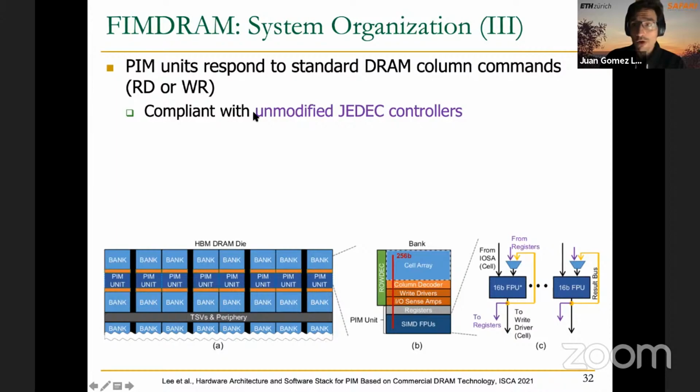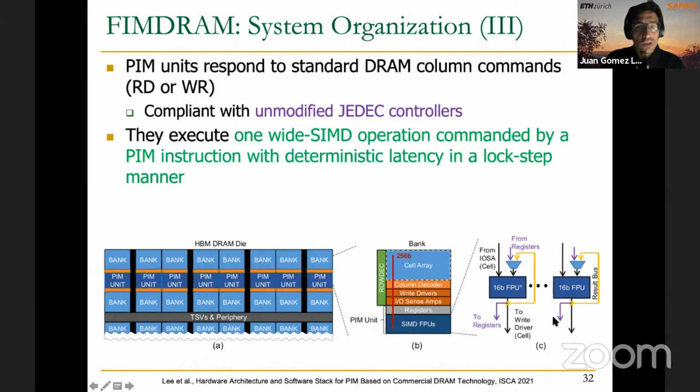But if we go back to FIMDRAM, you remember this figure with the different banks in the HBM DRAM die, and then in each bank we have cell arrays, column decoder, write drivers, input output sense amplifiers, and then we have the processing elements. The processing elements, or the PIM units, as they are called here in this slide, contain registers, and then they contain the floating point units, in total 16-bit lanes, as we said before.